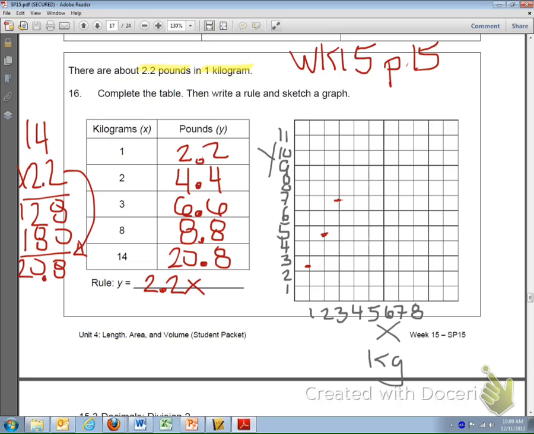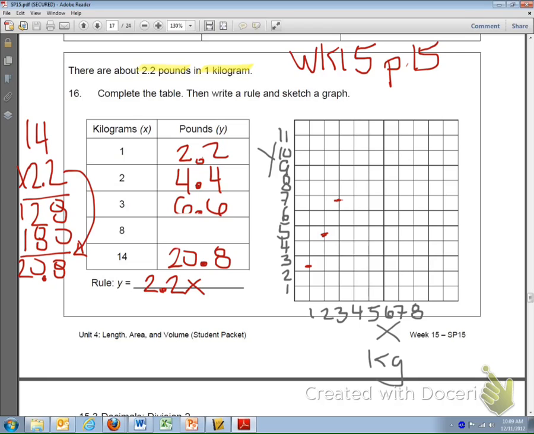kilograms, and it looks like I've made a mistake here. So let me go ahead and correct that. I assumed that was 4. It's actually 8. So let's get that 8 out of the way.